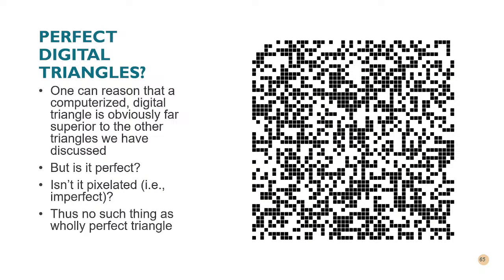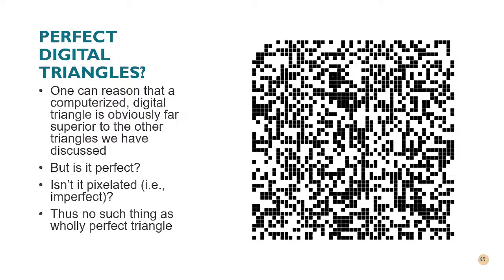But I would argue that even a digitalized triangle, a computerized triangle, isn't perfect. I don't know if you've ever tried this, but when you zoom into a digital object, generally, the closer you get, the more pixelated it becomes, i.e., imperfect.